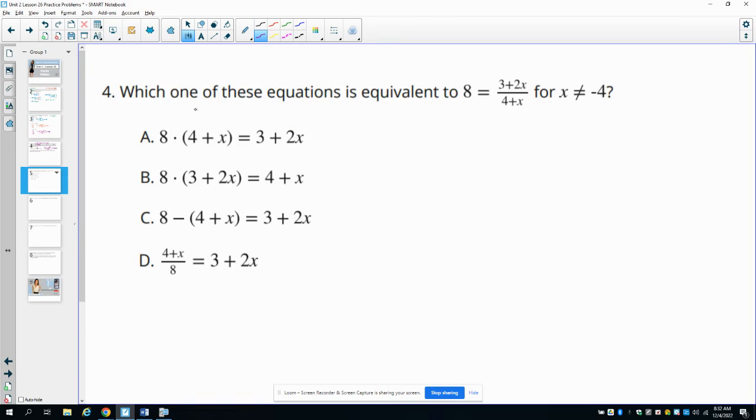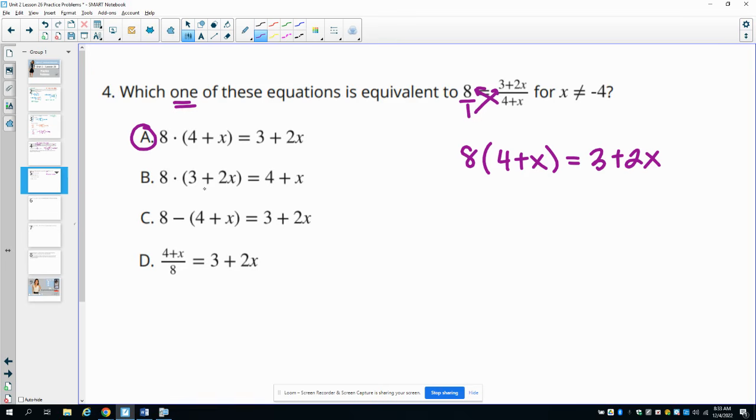Number 4, which one of these equations is equivalent to this when x isn't equal to -4? Remember, if x is -4, it makes division by 0, so we just clarify that we're not going to be plugging in -4. Remember that this is a proportion, so one of the things we can do is cross multiply. So we can do 8 times 4 plus x, and then equals 1 times 3 plus 2x, so just 3 plus 2x. So here's one equivalent expression, which matches A. That's the one we already found, and we only need 1, so that would be our answer.